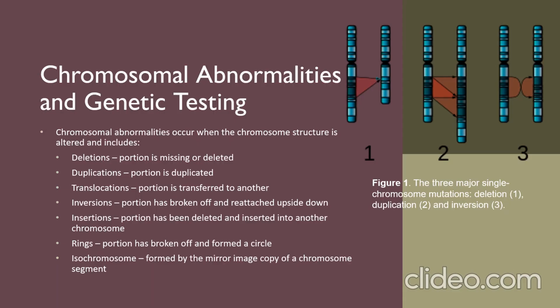Okay, next we have chromosomal abnormalities and genetic testing. Chromosomal abnormalities occur when the chromosome structure is altered and includes, so ito yung mga yun, deletions. So here, in this part, etong sa number 1, this part is na-delete na wala. So naging short lang siya, ganyan. And then, duplications, some portion is duplicated. So here, itong part na to, napunta siya ron, tapos nag-duplicate siya, naging dalawa. Kaya siya naging duplication.